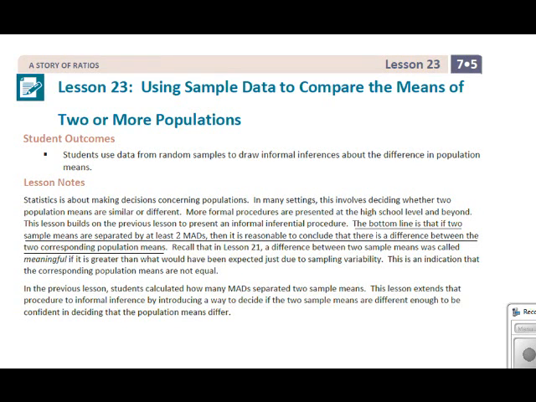Recall that in Lesson 21, a difference between two sample means was called meaningful if it is greater than what would have been expected just due to sampling variability. This is an indication that the corresponding population means are not equal. In the previous lesson, students calculated how many MADs separated two sample means. This lesson extends that procedure to informal inference by introducing a way to decide if the two sample means are different enough to be confident in deciding that the population means differ.